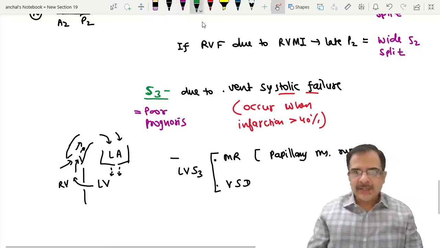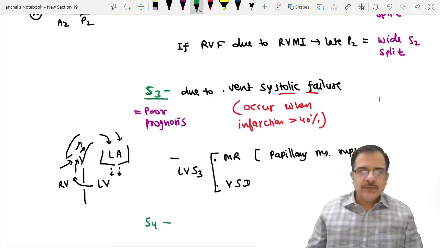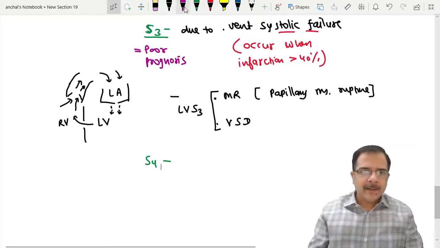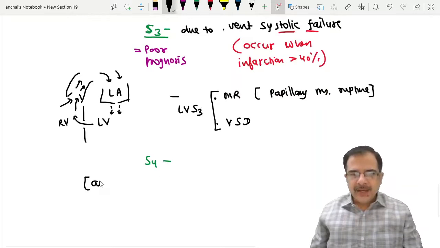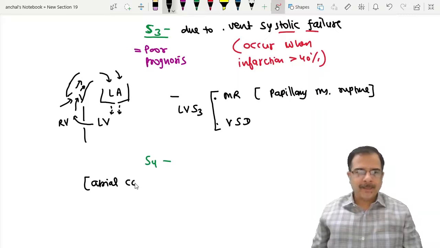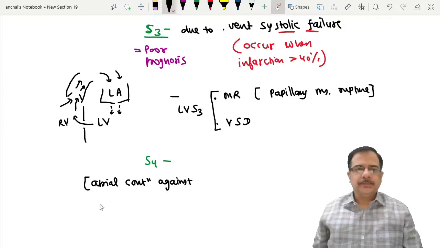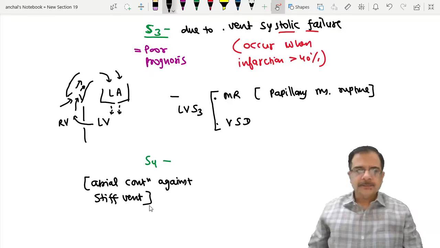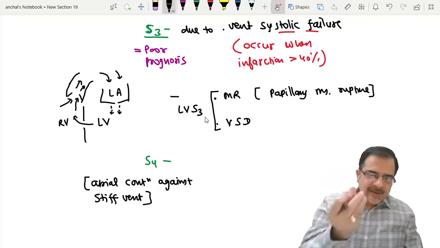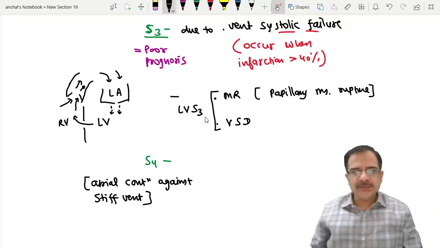While coming to the S4. The reason for the S4 is that it is due to atrial contraction against a stiff ventricle. So when the atria contract and the ventricle is stiff, it will vibrate, and that produces the S4. So S4 is very common in MI.